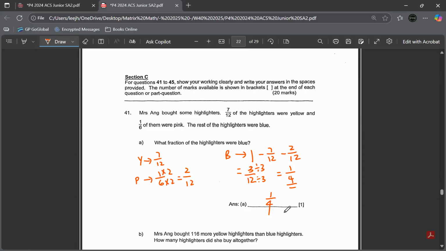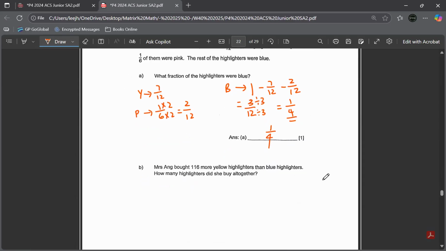Right? Now let's look at question B. Mrs. Ang bought 116 more yellow highlighters than blue highlighters. How many highlighters did she buy altogether? So you can see the yellow, you know that it's already 7/12. Blue, if you don't want to write 1/4, you need to write the same denominator, which is 3/12. 1/4 changed is 3/12. So the difference here is actually 7/12 minus 3/12, 4/12.